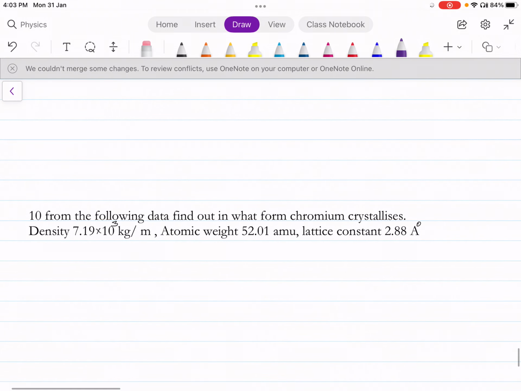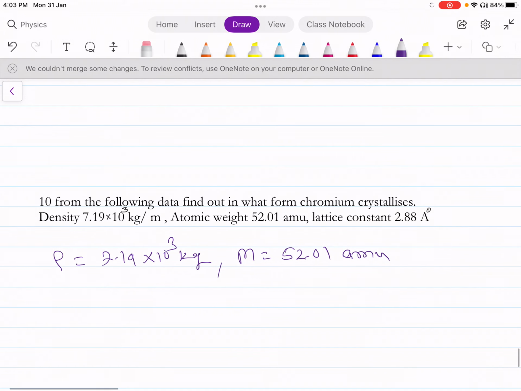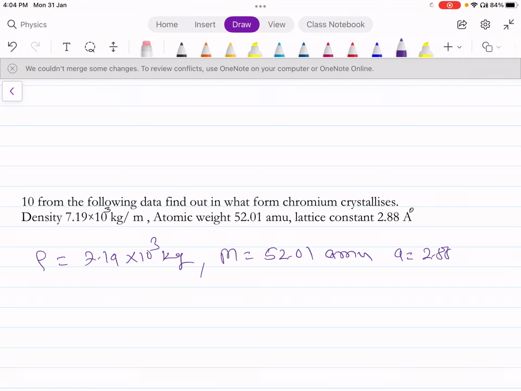Let's go to the next problem. From the following data, find out in what form chromium crystallizes. What are the given? Density is given, which is 7.19 into 10 to power 3 kg per meter cube. Atomic weight is given, 52.01 AMU, and a is given as 2.88 angstrom, which is equal to 2.88 into 10 to power minus 10 meter.